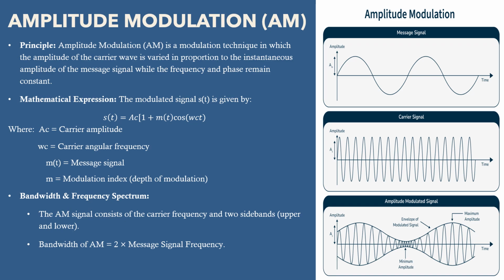Now I will discuss amplitude modulation. Amplitude modulation is a technique in which the amplitude of the carrier wave varies in proportion to the message signal, while its frequency remains unchanged. It is widely used in radio broadcasting and aviation communication. The downside of AM is its susceptibility to noise and signal fading. Next, we will explore different types of amplitude modulation.